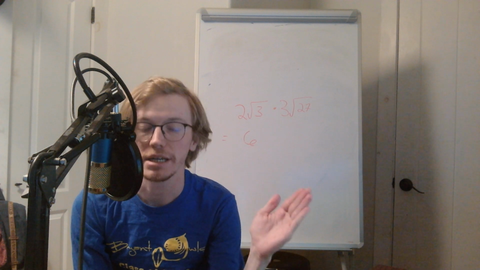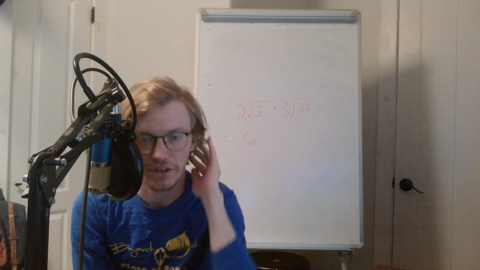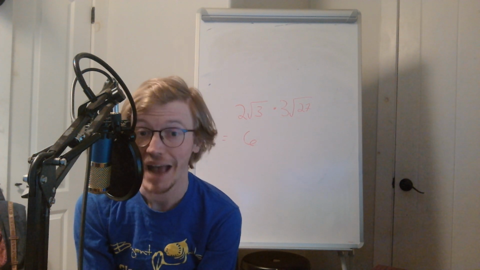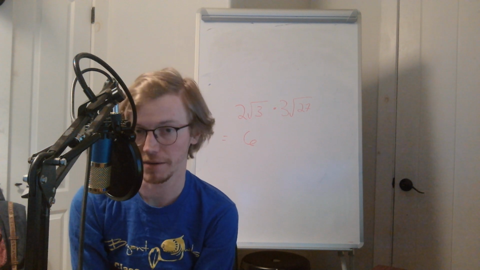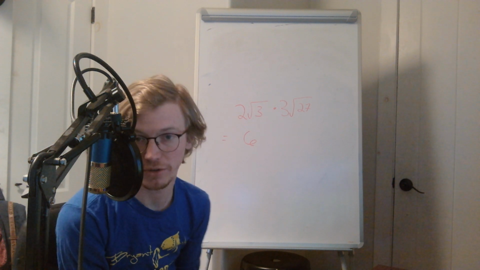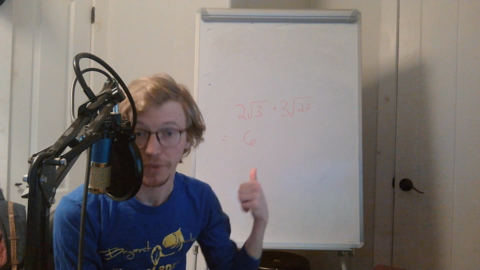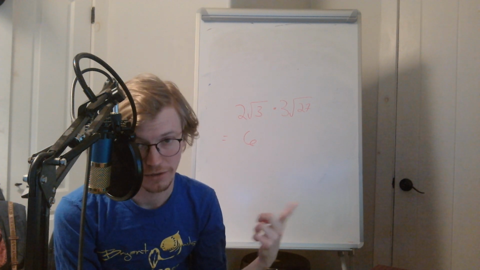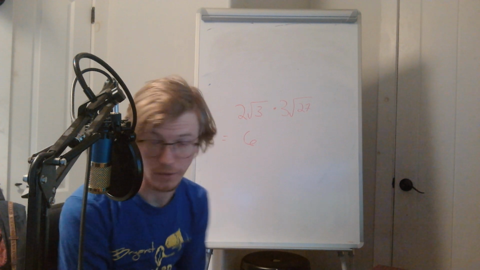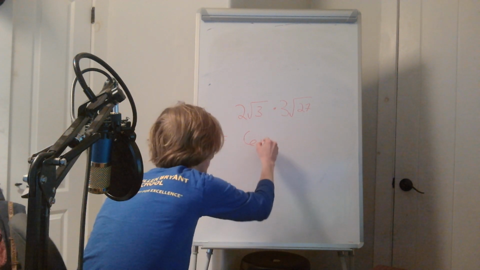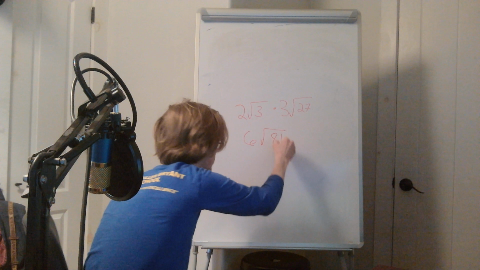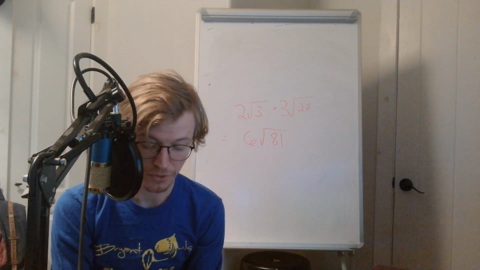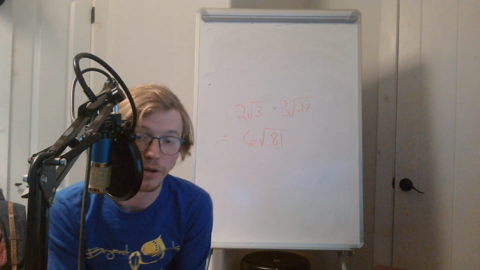So 3 times 27. Now, if you don't know that one off the top of your head, you get out a calculator and do it. I happen to know that's 81. So let's go ahead and do that. So it's 3 times 27 is 81. They're both under the square root sign, so that would be the square root of 81. So you get, as an answer, 6 times the square root of 81.